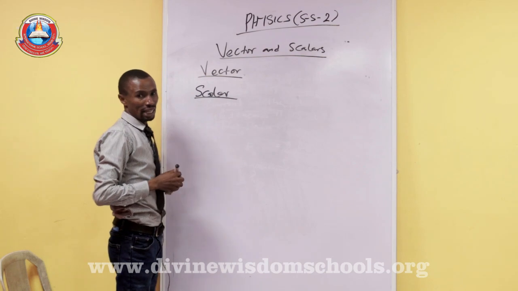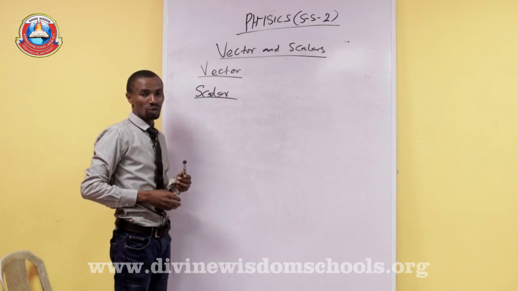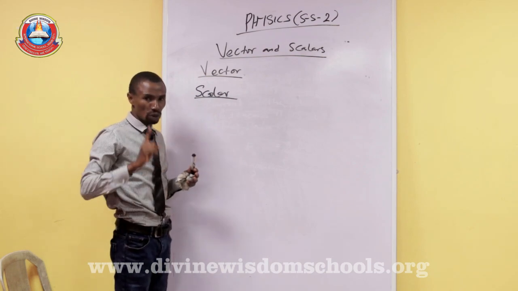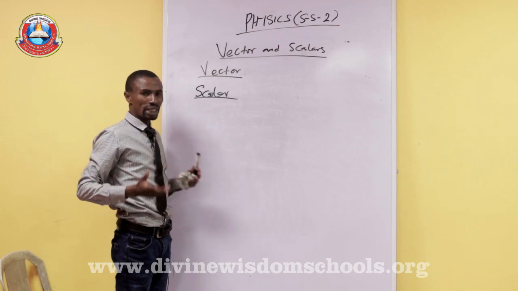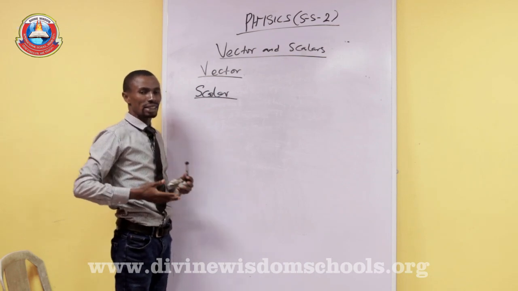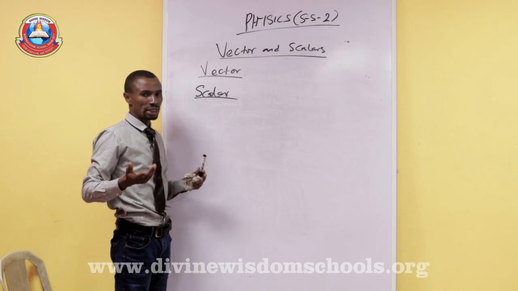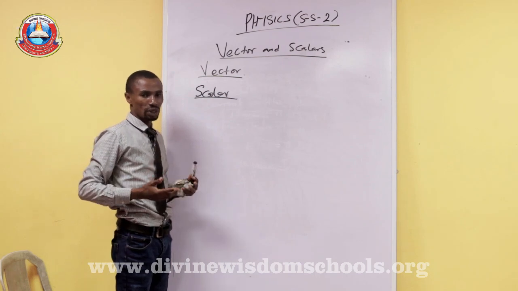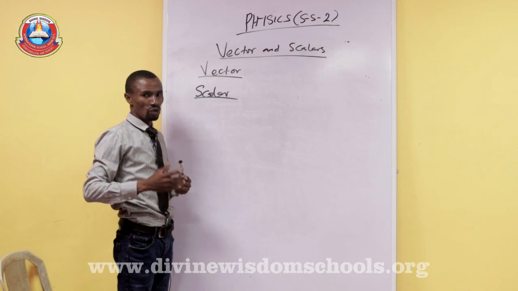Then the next one is scalar. What is a scalar? A scalar is a quantity which has only magnitude but no direction. Remember. Now, what are examples of scalar or a scalar quantity? We have mass, we have distance, we have temperature, so on and so forth.